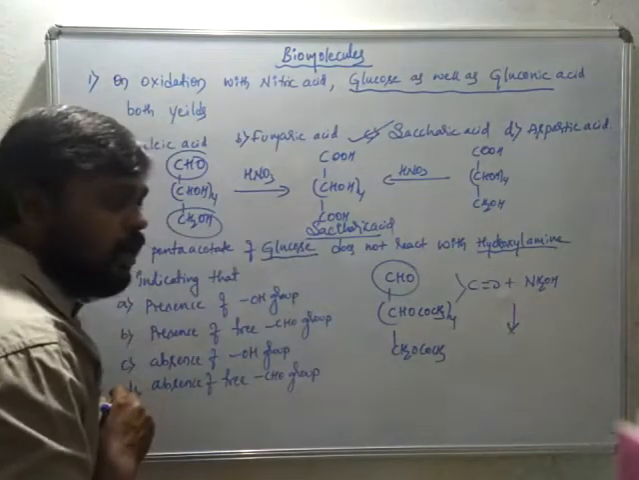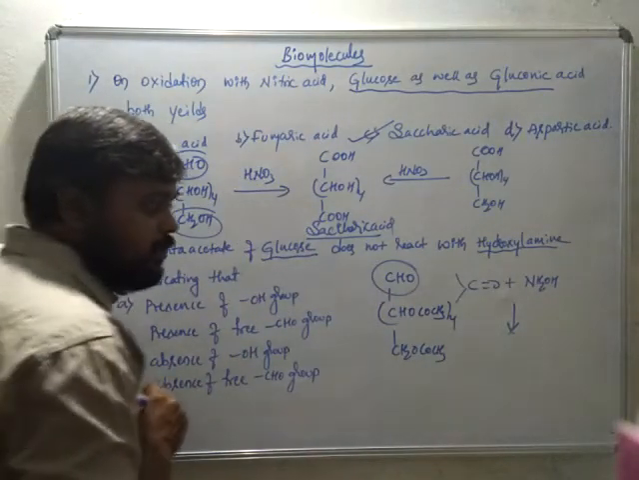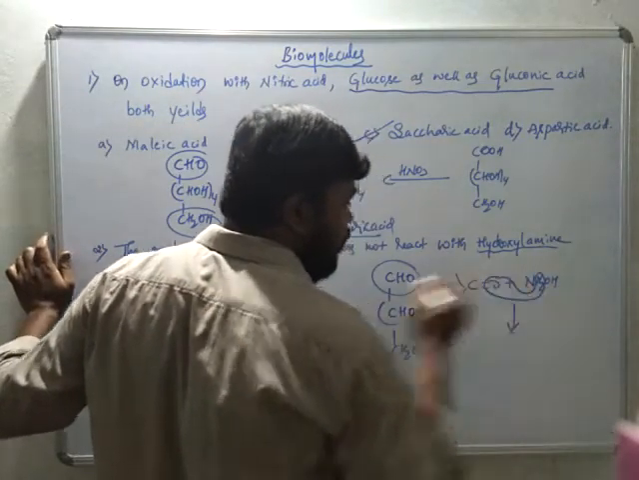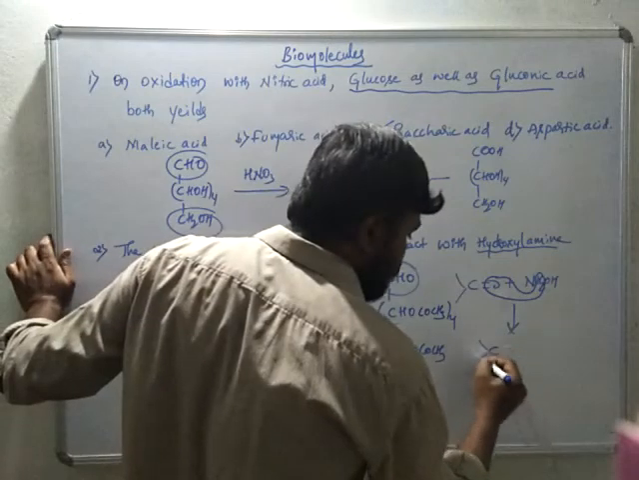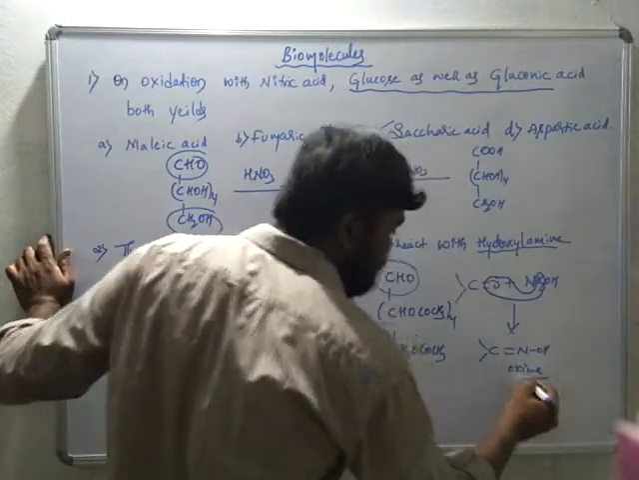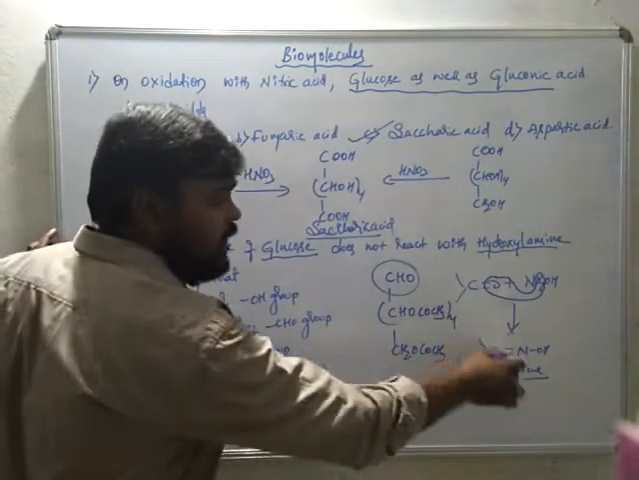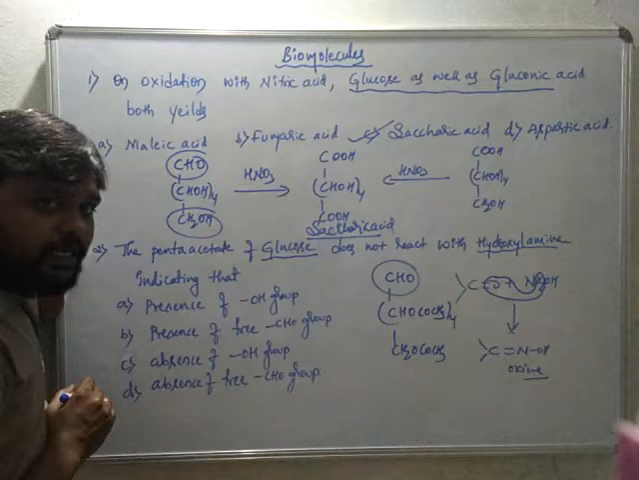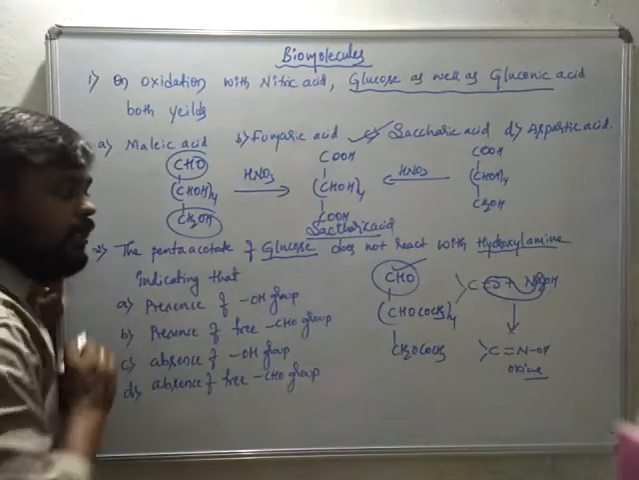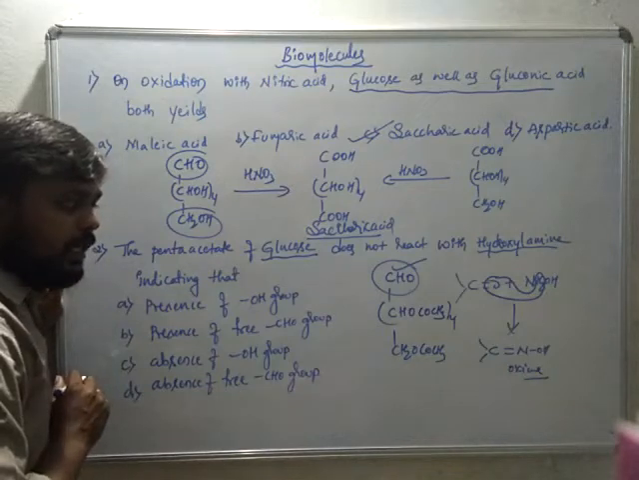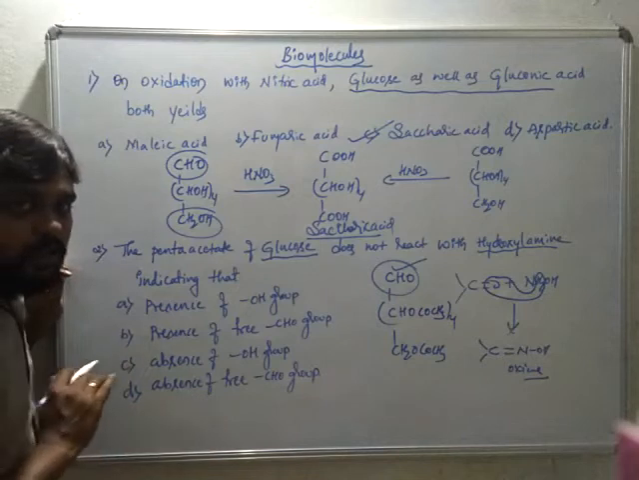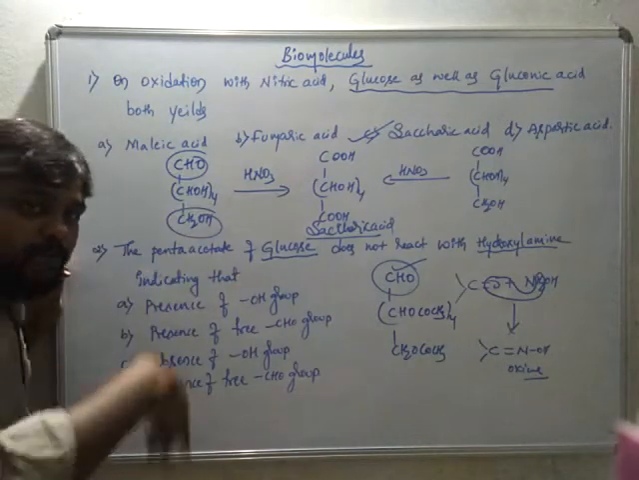We already studied this in the chapter on aldehydes, ketones and carboxylic acids. The O is lost from here and two hydrogens from here, so water is eliminated to give C=N-OH, giving oximes. But this reaction does not take place in case of glucose pentaacetate, even though it contains an aldehyde group, because that aldehyde group, the C=O group, is not free. It is involved in the ring formation.